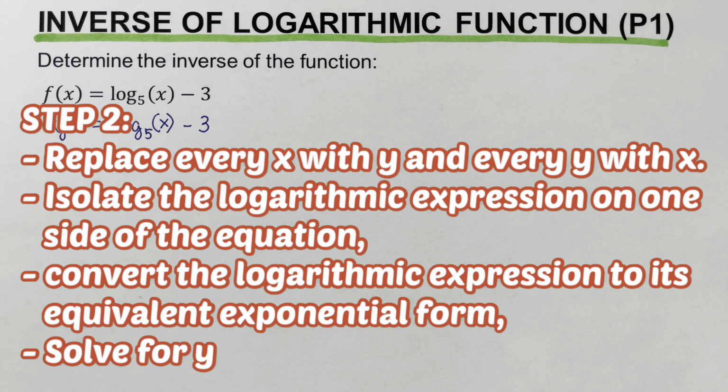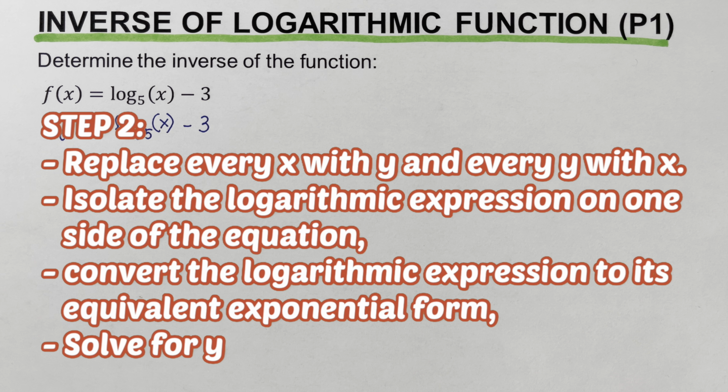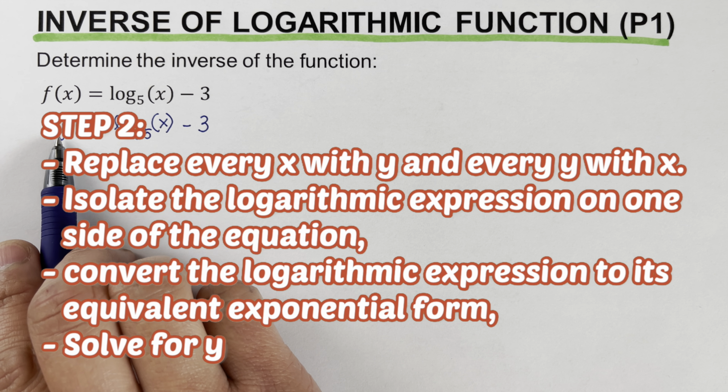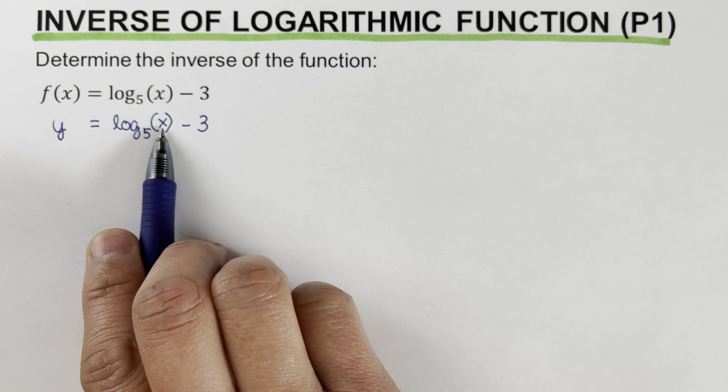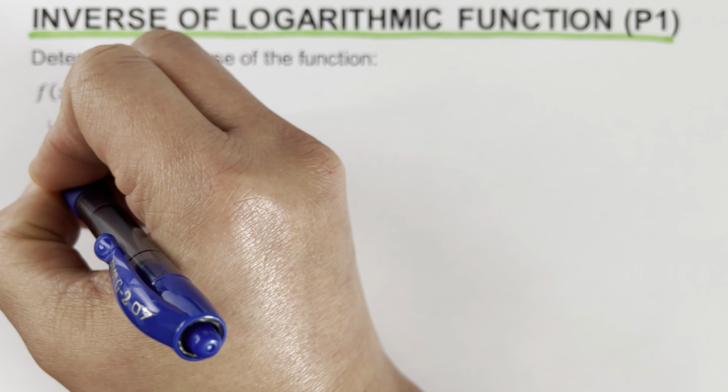The second step is to replace every x with y and every y with x. Isolate the logarithmic expression on one side of the equation, convert the logarithmic expression to its equivalent exponential form, and solve for y. So in this problem, we are going to replace this y with x and this x with y. So I'm just going to write it down here.